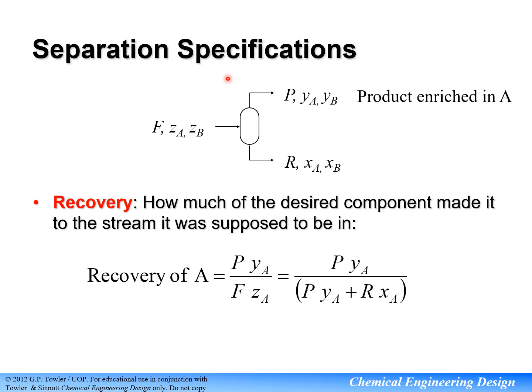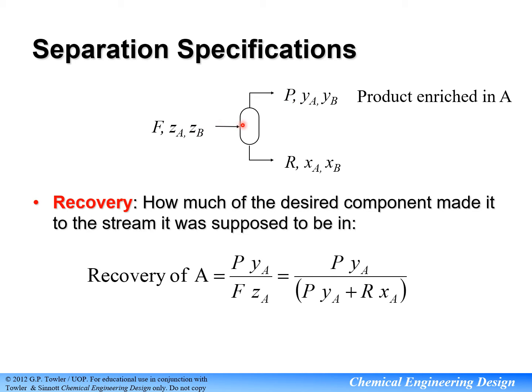For the separation specifications, normally we have a feed containing a mixture of A and B. It can be more than A and B, but for this case, the mixture is A and B. This mixture is fed into the column and then it will be separated according to their boiling point. The light key will move upward. We call it the product and it is in the gas phase.